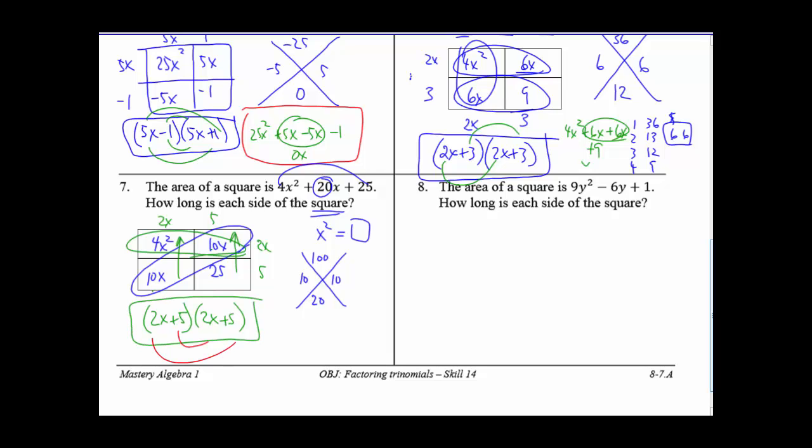So if we just check, distribute through each, you should get 4x squared. Then we get a plus 10x plus 10x, and then we have 5 times 5, which is 25. 10x plus 10x is our 20x. We get that middle term. Okay, hit pause one more time. Okay, try number 8. Go.